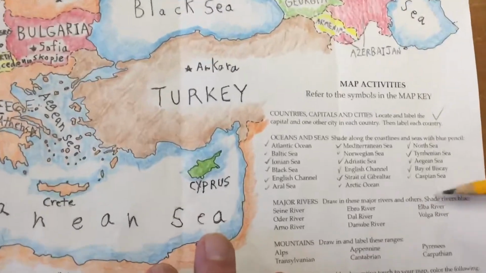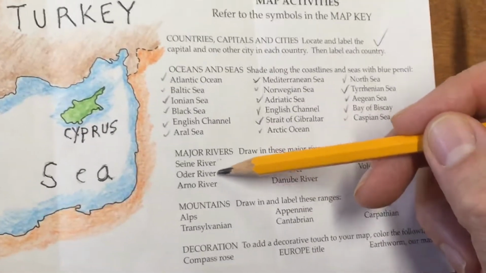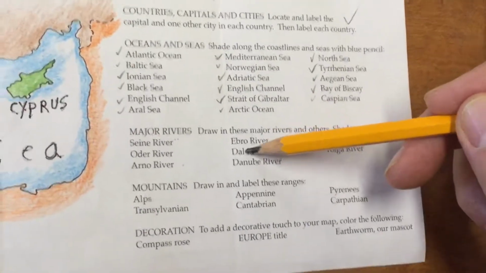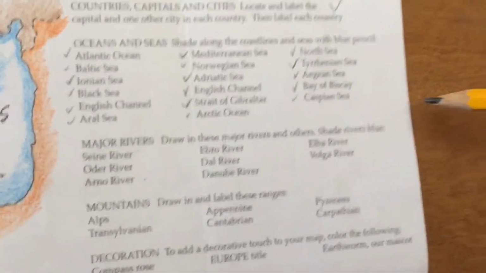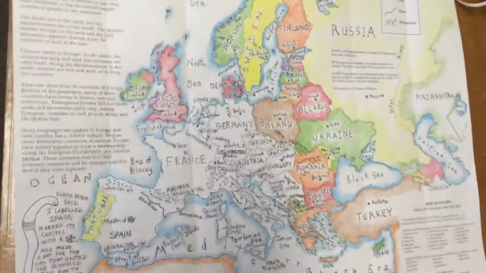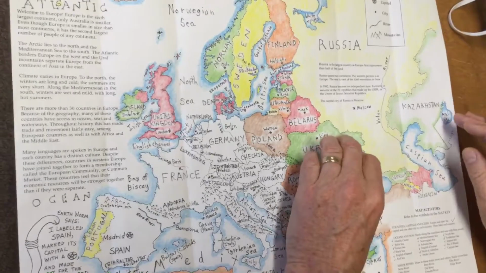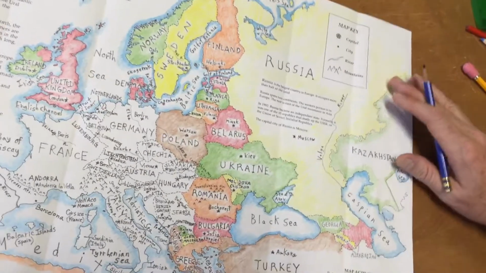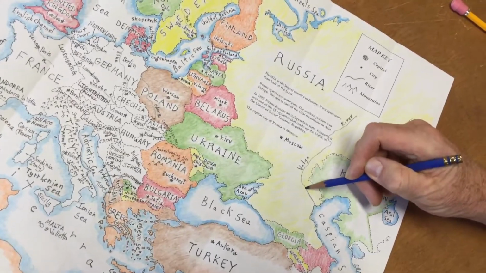So these are some rivers that we can add, and I'll go through the names of them: the Seine, the Oder, the Arno, the Ebro, Dal River, Danube River, Elbe River, and the Volga River. Okay, so I've actually drawn them on the map already, and I'll just go over them a little bit. If you want to try to locate these rivers on the map, just do your best to position them as closely as I have.